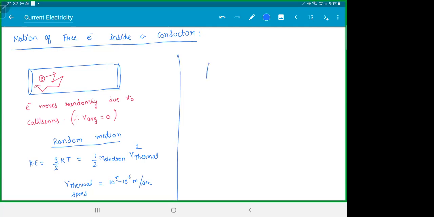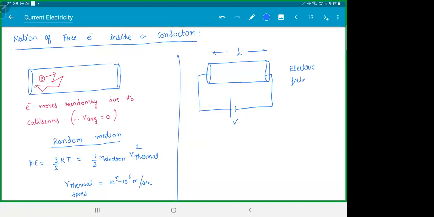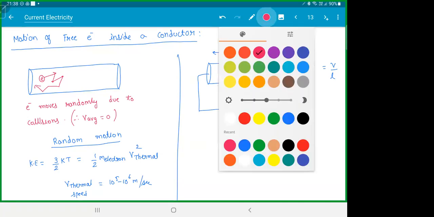But the same thing, if you take a conductor of length L, and let's say you connect a battery here of voltage V, we get an electric field inside. We know the electric field is what? Potential difference by distance between them, V by L. So this will establish a field inside here, and because of which the electrons will go opposite to the field, because it's a negative charge.